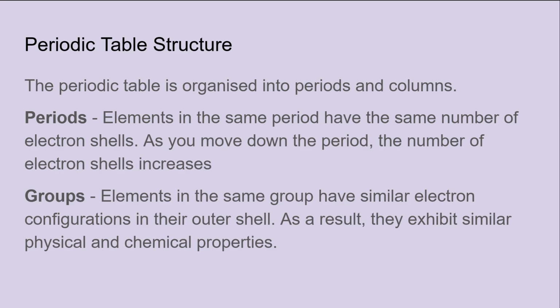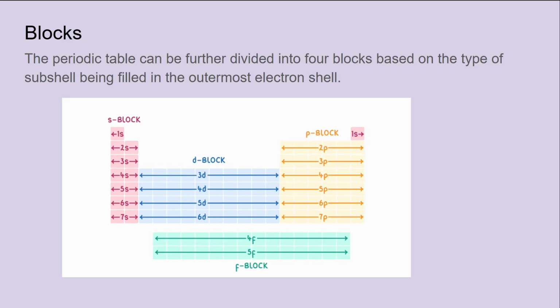So elements in the same period have the same number of electron shells, and as you move down the period, the number of electron shells increases. And elements in the same group have similar electron configurations in their outer shell, and as a result, they exhibit similar physical and chemical properties.